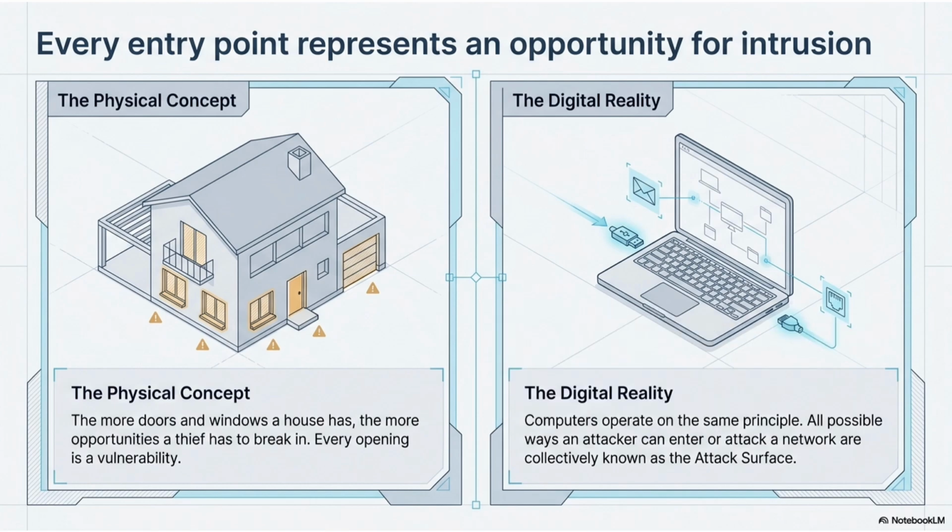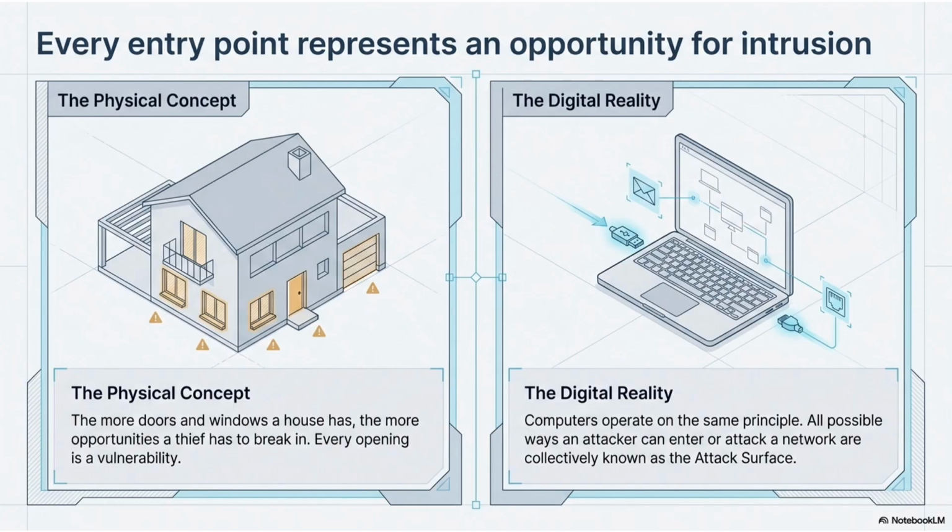Let's first understand the term attack surface. Take an example of your home. Your house has a main door, windows, balcony, garage door and back door. Every opening is a possible way for a thief to enter. The more doors and windows your house has, the more opportunity a thief has to break in.